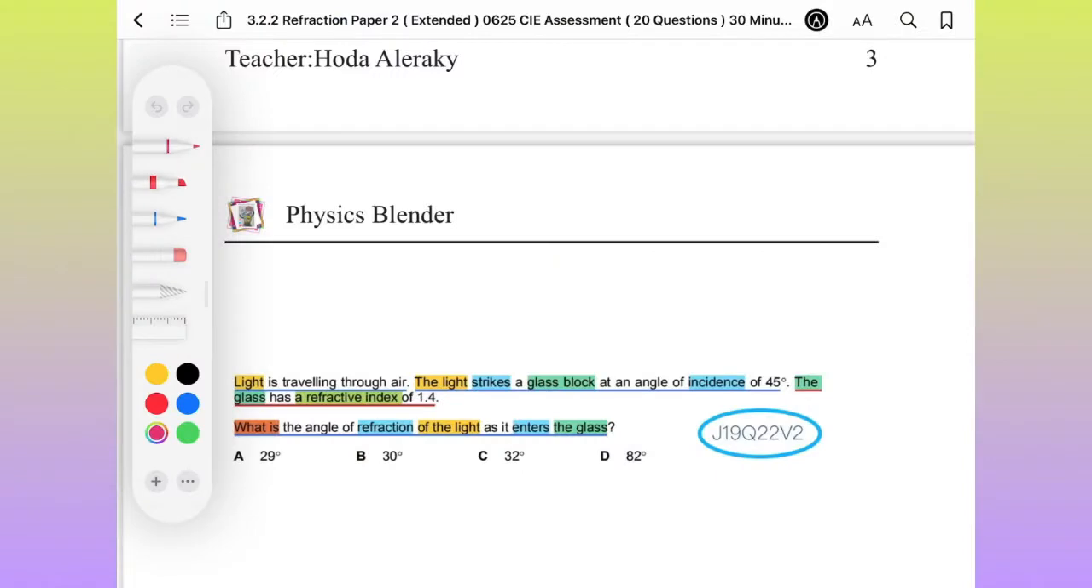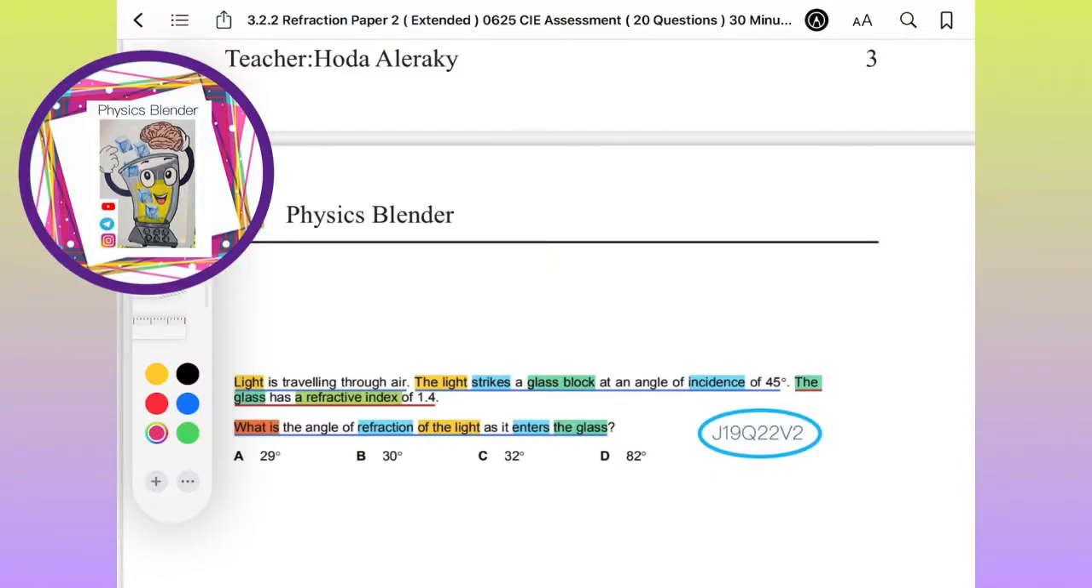Let's continue our assessment for paper 2 about refraction. Now we have question 9. Light is traveling through air. The light strikes a glass block at an angle of incidence of 45 and the refractive index is given. What is the angle of refraction?